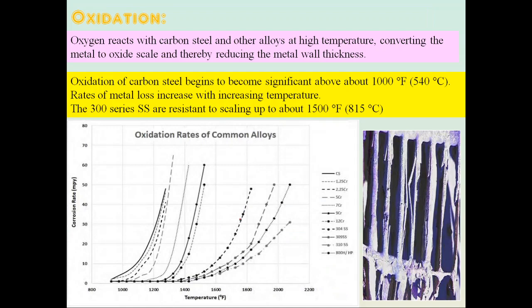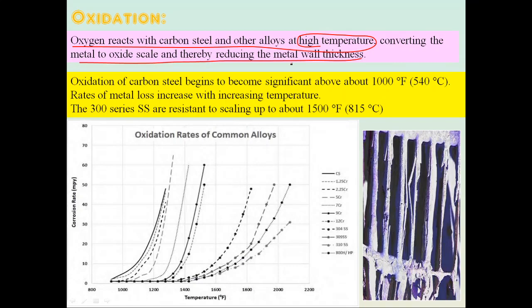Now we will see the examples of hot corrosion. So basically, first we will see oxidation. What happens in oxidation? In oxidation, oxygen reacts with carbon steel and other alloys at higher temperature. High temperature is important, converting the metal to oxide scale and thereby reducing the metal wall thickness. So it will convert metal into oxide scale.